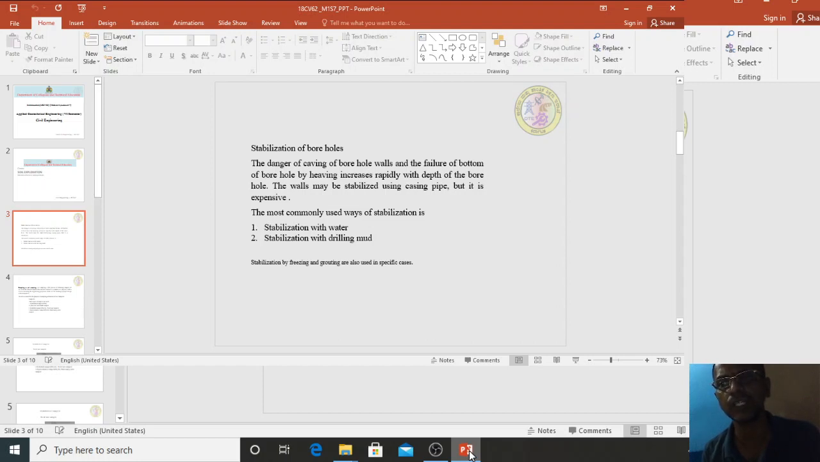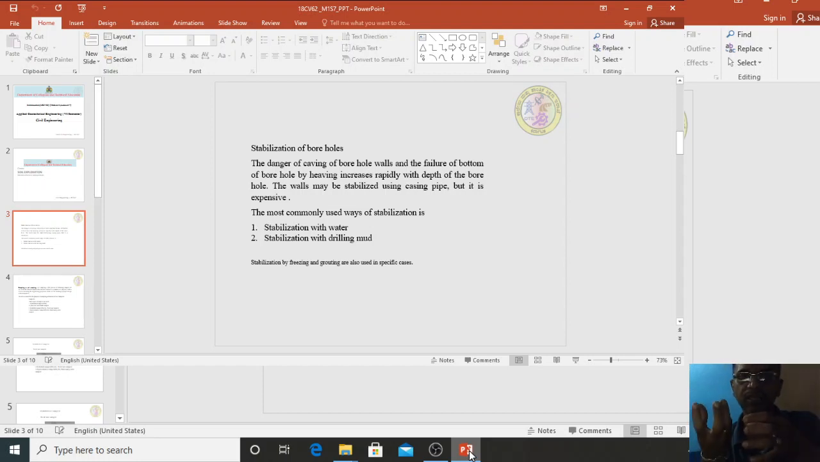Coming to the first one, stabilization with water: when we are making a borehole, we pump water into the borehole so that all around the borehole, the earth pressure acts towards the hole, whereas the water pressure acts in the opposite direction. Earth pressure is half Ka gamma H square, whereas water pressure is half gamma W H square. If half Ka gamma H square nullifies with half gamma W H square, then the borehole is stable.